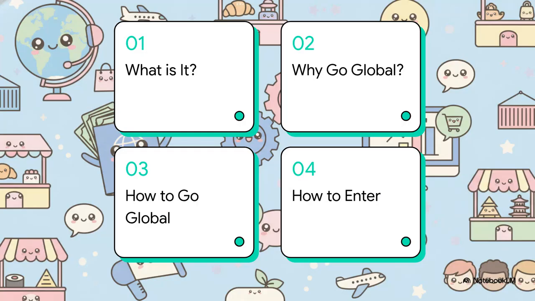Okay, here's our game plan for this session. We'll start with the basics. What even is international marketing? Then we'll dig into why companies do it. After that, we'll walk through the step-by-step process of how they do it. And finally, we'll look at the different ways a company can actually enter a new country. It's the perfect structure for your exam answers, by the way.